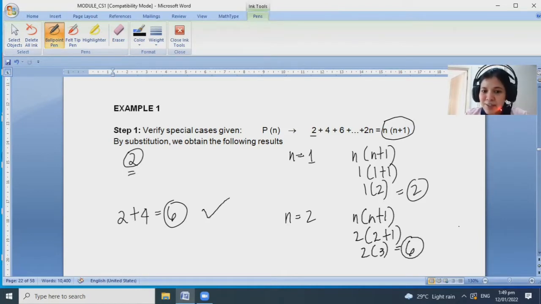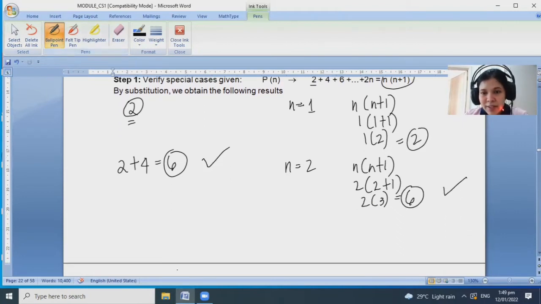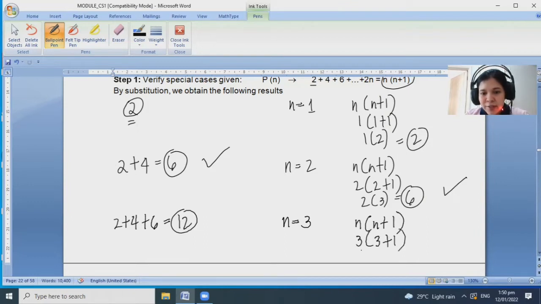So 6 equals 6. Then how about 3 even numbers when we add 2 plus 4 plus 6? The sum is 12. Well, let us verify if this is correct by applying the formula for getting the sum. We have 3 numbers already. So n times n plus 1, replace n by 3. So 3 plus 1. So we have 3 times 4. The answer is 12. Correct.